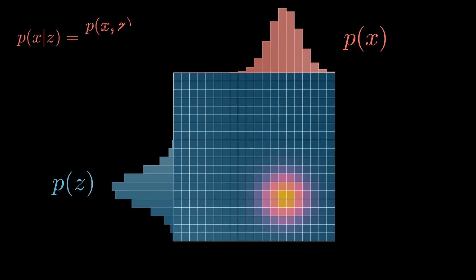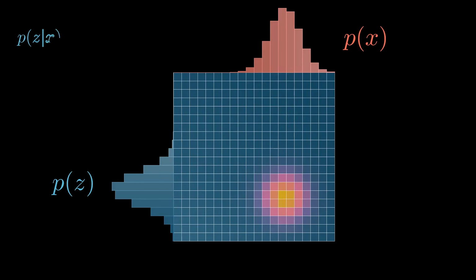The term p of x given z represents the likelihood of the data x given the latent variable z. As you can see, it is expressed using the joint distribution and the marginal distribution of z. Essentially, it's like taking a slice of the joint distribution and normalizing it by the probability of sampling that value of z. For instance, if we want to compute p of x given that z equals 3, we simply look at this slice and normalize its values by the probability that z equals 3.